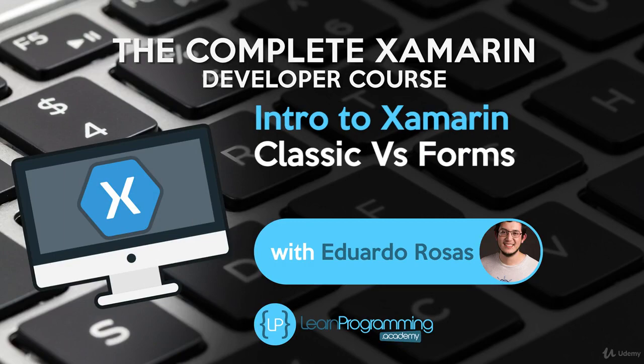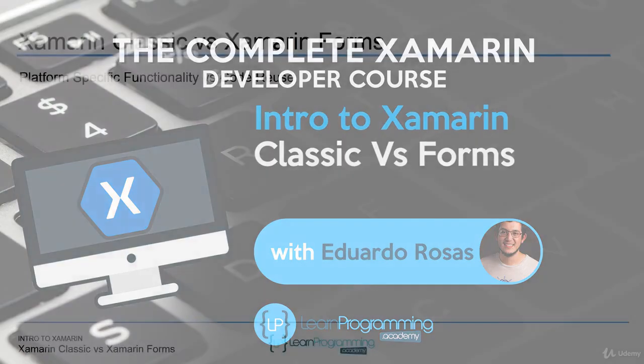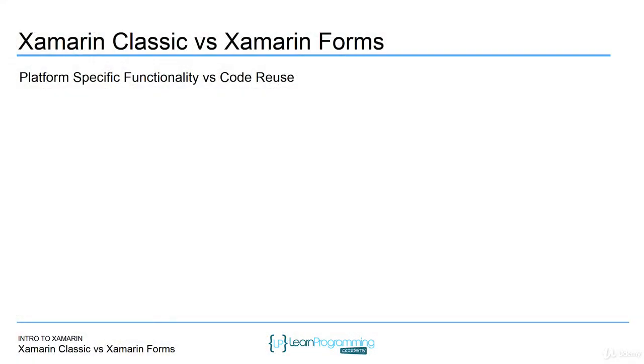We have talked about what Xamarin is and what are the benefits of using it. And during these past lectures, we mentioned that there are two versions of Xamarin. One is Xamarin Classic and the other is Xamarin Forms. During this video, we're going to cover the differences between one and the other, and when should you use one and when should you use the other. Basically, it's going to be a fight between platform-specific functionality versus code reuse.